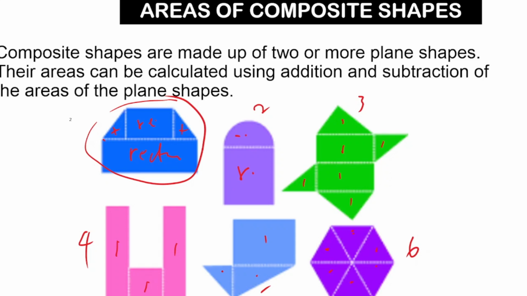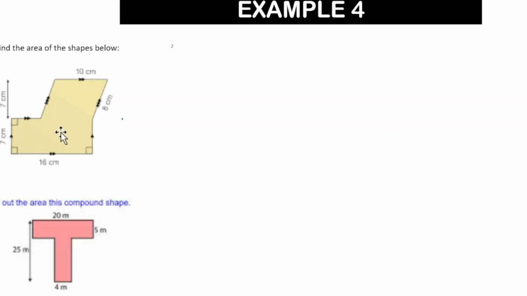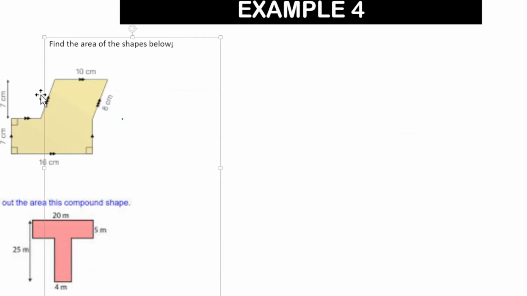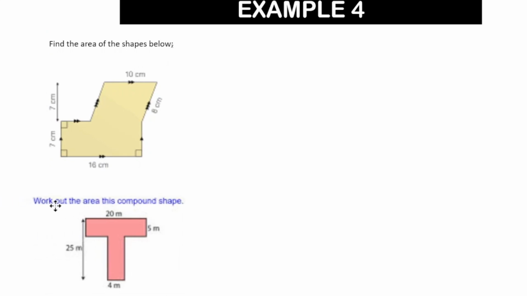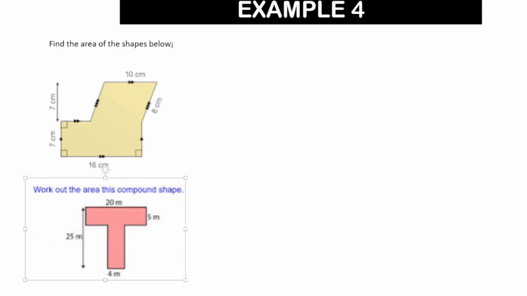So what we're going to do now, we're going to look at an example and see how we can solve a problem on that. So we have this example here. So let's move this on here. So the example. So we have these 2 examples. So we have to find the areas of the shapes below. So this is it here.